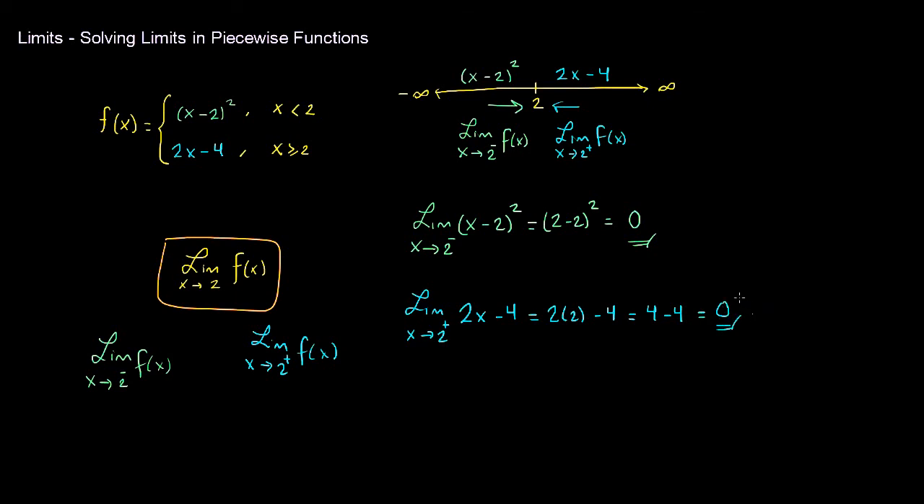Now we can see that the limit from the left and from the right are equal. And as they are equal, then the final limit, when x approaches 2 for f of x, will be the value they share, which is 0 here. Oh, this is too ugly. There we go. And that would be it with this video.